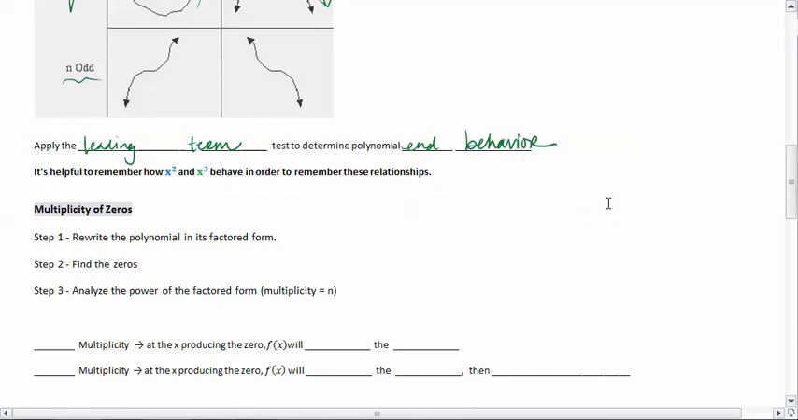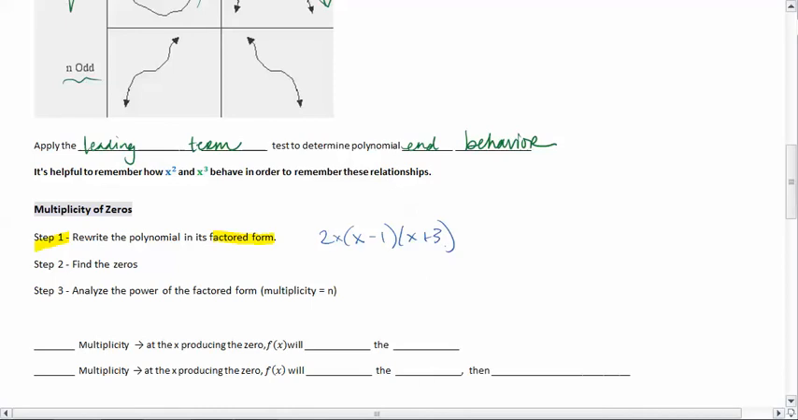So multiplicity of zeros is also something that gives us information about what our graph is going to look like. This tells us about the inside of our graph, where we're crossing the x-axis and where we have zeros. So in order to find the multiplicity of zeros, there are 3 steps. Step 1, we want to rewrite the polynomial in factored form. So this means we want it in its most factored form, so you might get 2x times x minus 1 times x plus 3. That would be a factored form of whatever polynomial we started with.